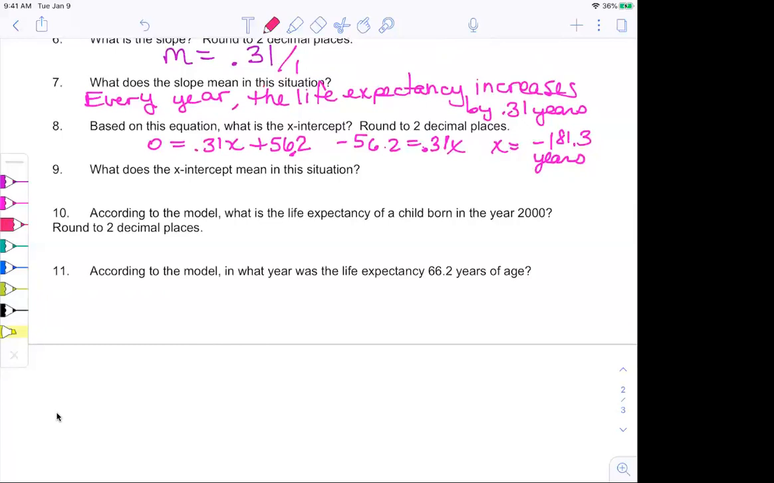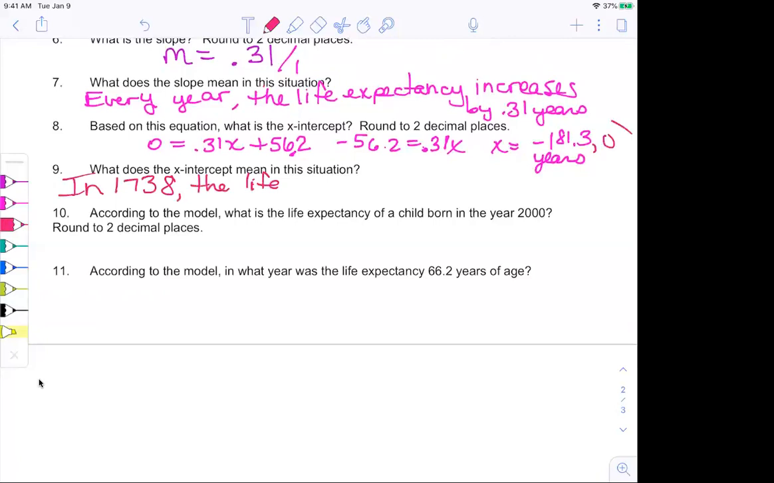Malachi, what did you get? 1738. Awesome. So what happened in 1738? What was the life expectancy in 1738, Malachi? Oh.